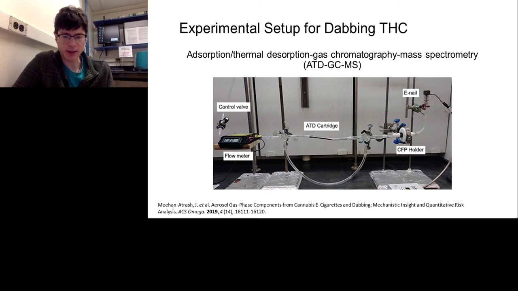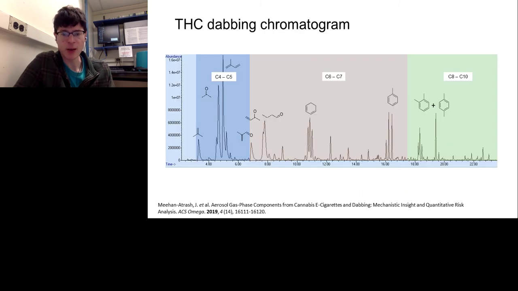And so in this picture, where it says CFP holder, that's a specialized filter called a Cambridge filter pad. It's in that holder, and it's going to filter out the particulates of the aerosol, right? So what's interesting is that when we see a chromatogram from dabbing THC, we don't see any THC in here, because this is just the gases of the aerosol, no particulates. So this is just a way of looking at the degradation products.